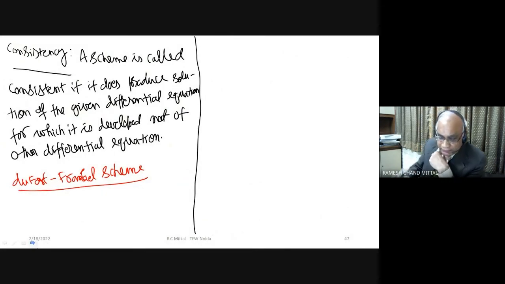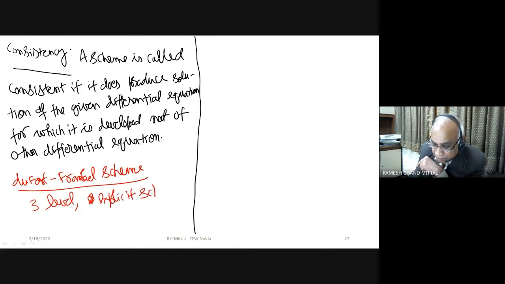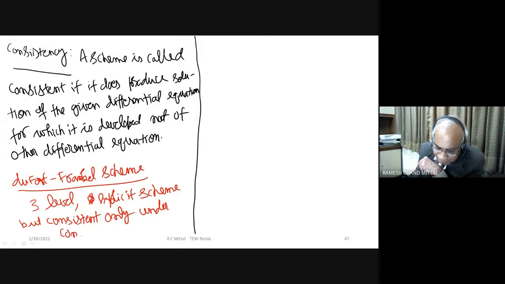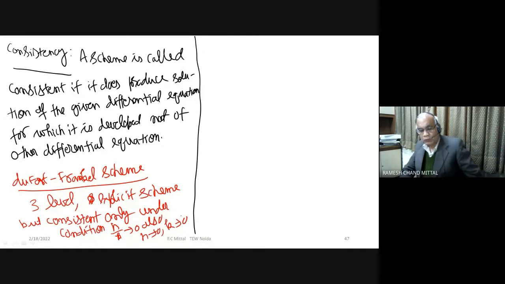But what I mean to say is, this scheme, which is a three level explicit scheme, but consistent only under the condition that h by k tends to zero also, h tends to zero, k tends to zero. I showed you just now that also. So it's not necessary that when h tends to zero or k tends to zero, you may get convergent.